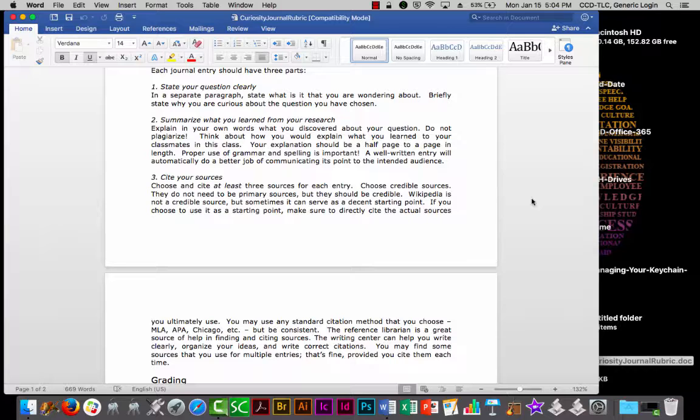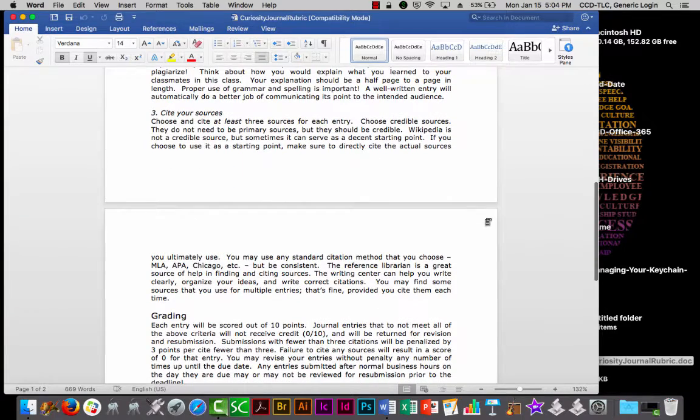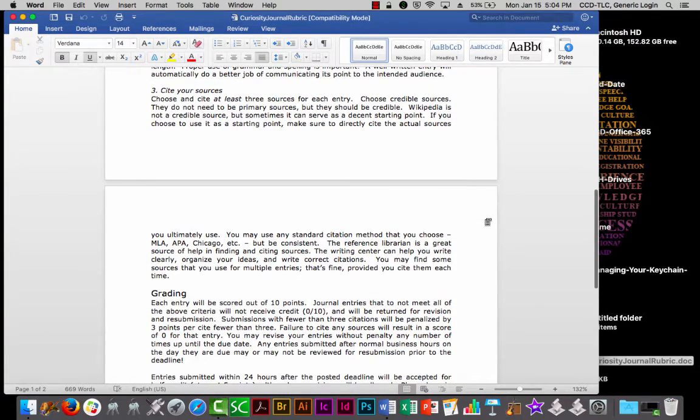Don't write it as if you're writing to some expert. And then finally, you need to cite your sources. You need at least 3 sources for each entry. You need to choose credible sources. No Wikipedia. And then you need to use a standard citation method, MLA, APA, Chicago, whatever, it doesn't matter. Just be consistent. So not just giving the website, you need to do a proper citation.